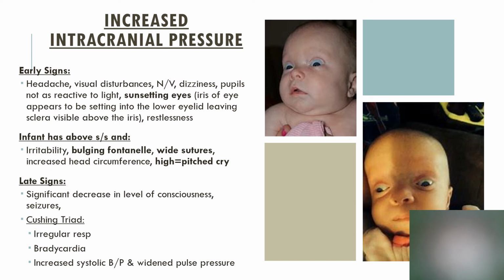And finally, let's talk a little bit about increased intracranial pressure. That is a sign or an effect that we often see with many neurologic conditions. And we want to be able to recognize the signs of increased intracranial pressure in children. And so what we will see, if it's an infant, we won't be able to know whether they have headaches or visual disturbances per se, but we may see vomiting, we may see pupils that are not as reactive to light, and in infants and young children, sunsetting eyes. And you can see those pictures there are children with sunsetting eyes where the sclera is very visible above the iris. We may see that the infant is restless and hard to console.